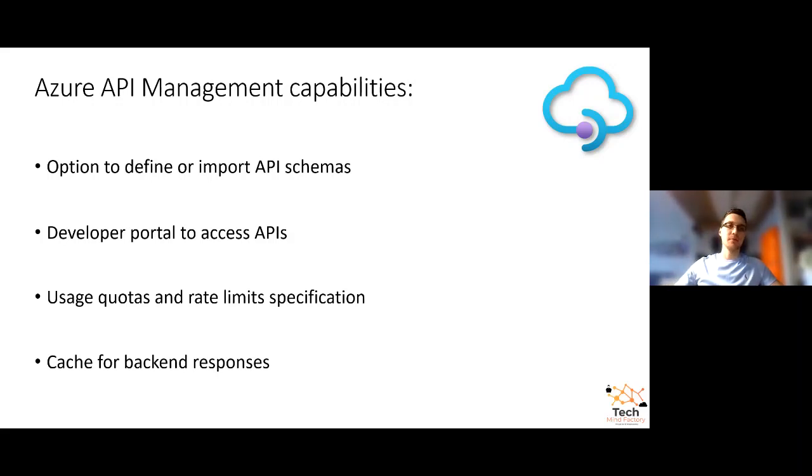The same is for security and validating tokens. If you would like to secure your backend with an access token, you can either implement this functionality on your API directly, or you can set up a policy on the Azure API Management. So that's really cool.